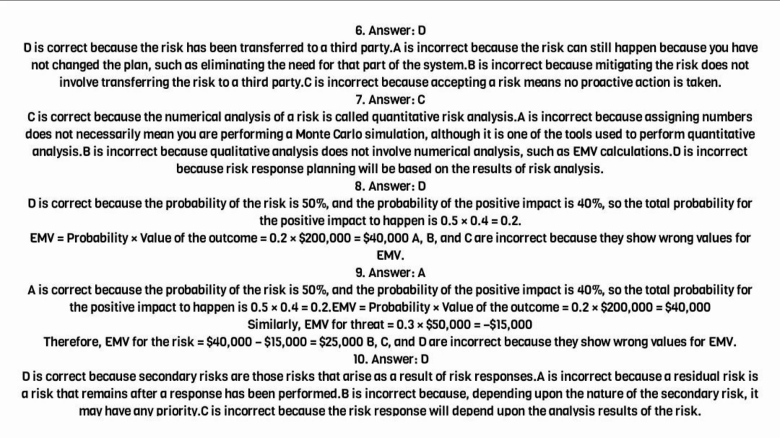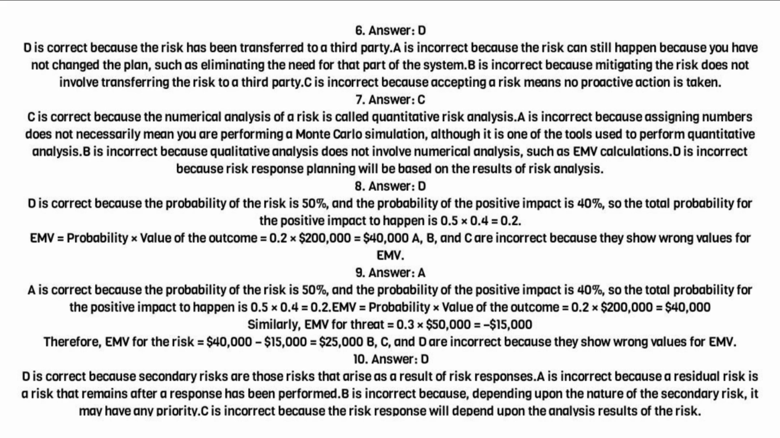6. Answer D. D is correct because the risk has been transferred to a third party. A is incorrect because the risk can still happen because you have not changed the plan, such as eliminating the need for that part of the system. B is incorrect because mitigating the risk does not involve transferring the risk to a third party. C is incorrect because accepting a risk means no proactive action is taken.